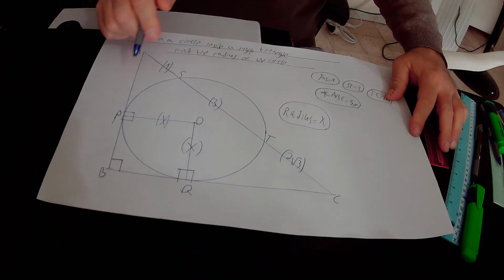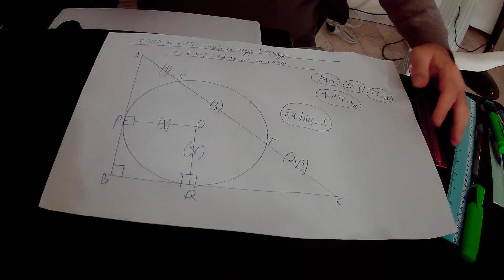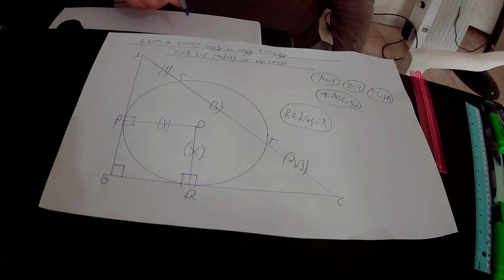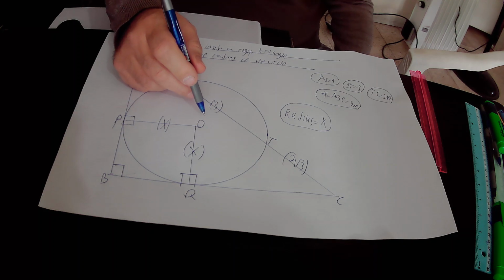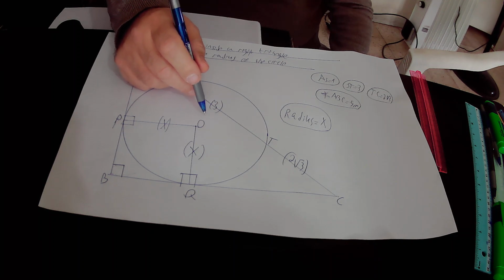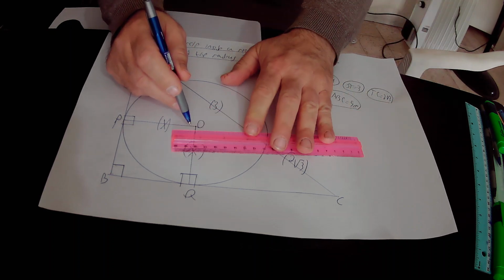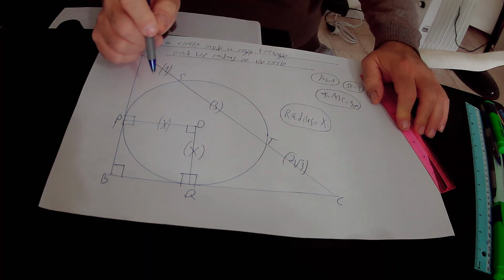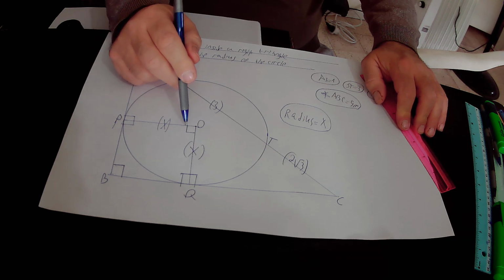So inside this quadrilateral POQB, we have 1, 2, 3 right angles. The sum of 3 right angles is 270 degrees. So 270 degrees plus the size of this fourth missing angle, in total, the sum of those 4 angles must be equal to 360 degrees, according to the rule that the sum of the angles in any quadrilateral is equal to 360 degrees. Therefore, this fourth missing angle must be equal to 90 degrees in its size.